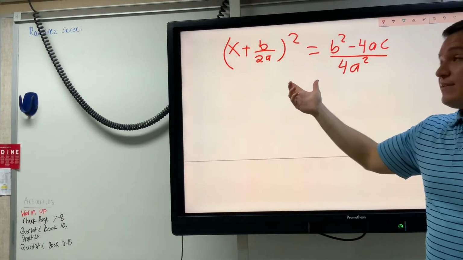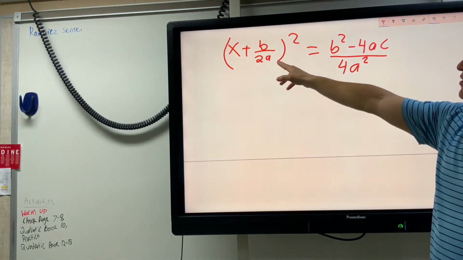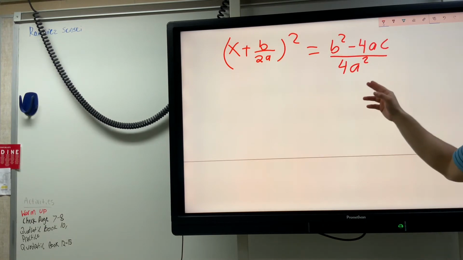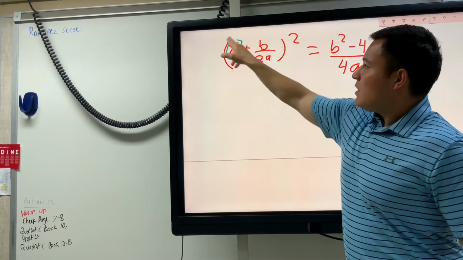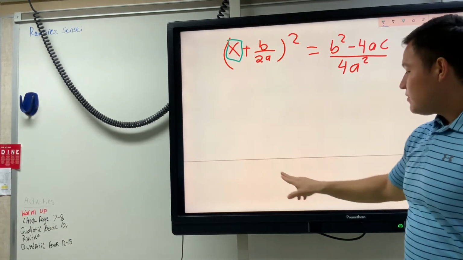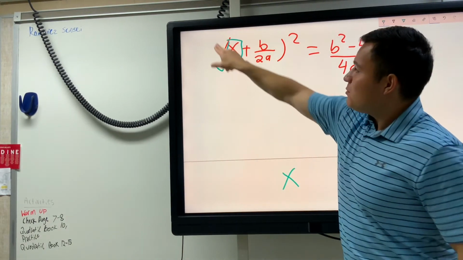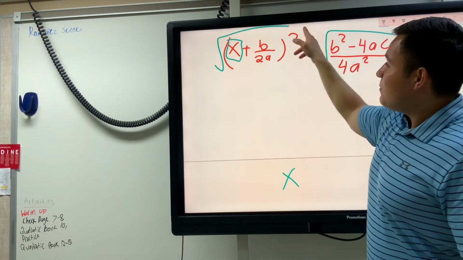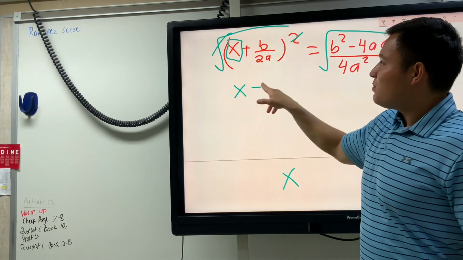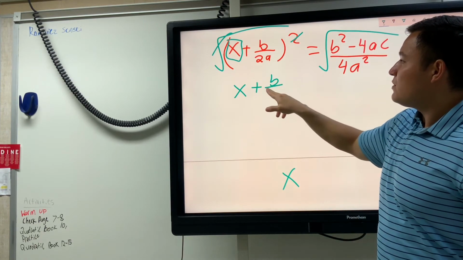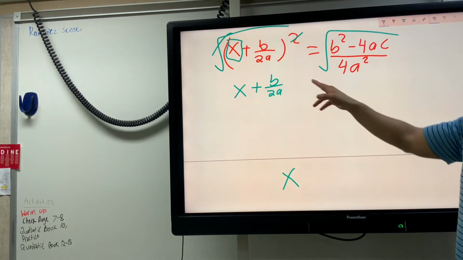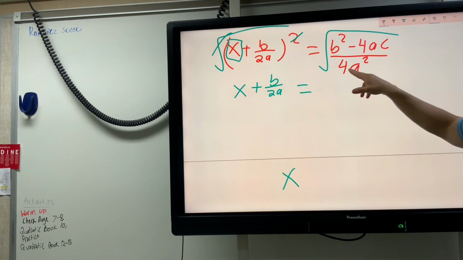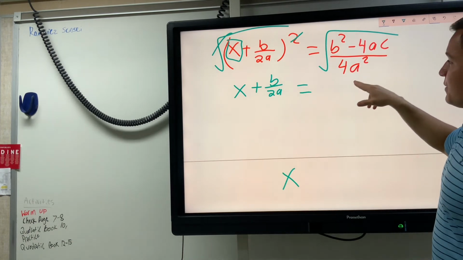This is where we left off in the last step: x plus b divided by 2a, squared, equals b squared minus 4ac divided by 4a squared. We're trying to solve this for x. To get that x, in the end, we'll need to square root both sides. A square root cancels out with a square, leaving me with x plus b over 2a equals the square root of b squared minus 4ac divided by 4a squared.